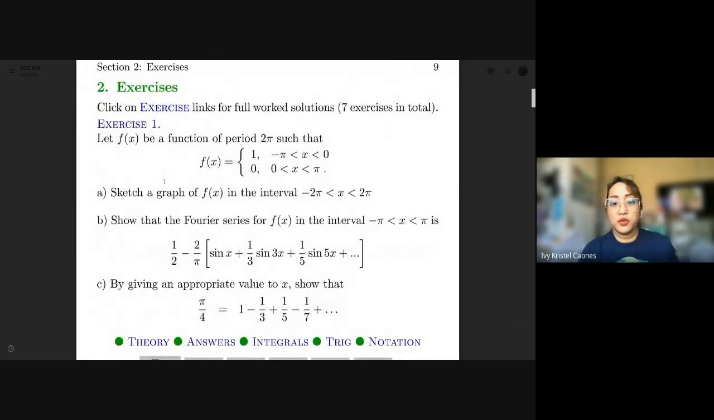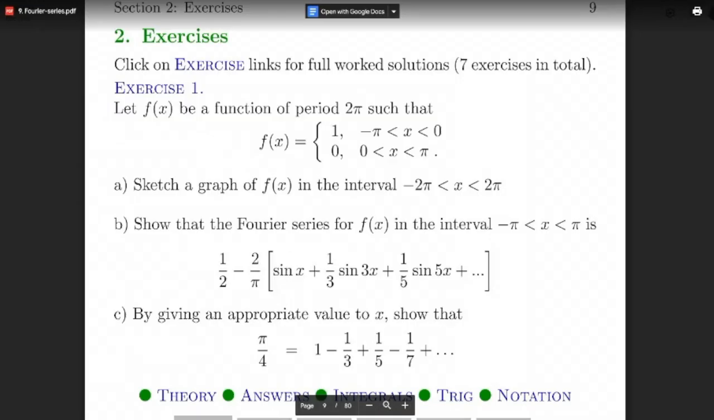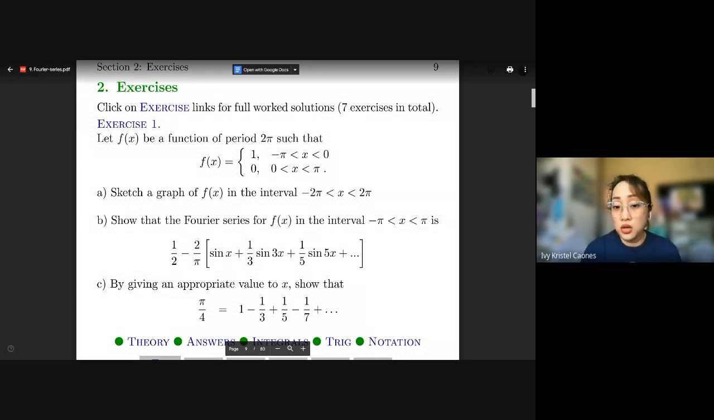So for example, for this one, we have a function of x where it has two conditions. One, if your x is greater than negative pi but less than 0. Zero when x is greater than 0 but less than pi. We have to sketch the graph, then show that the Fourier series for the function of x in the interval of negative pi to pi has these values.